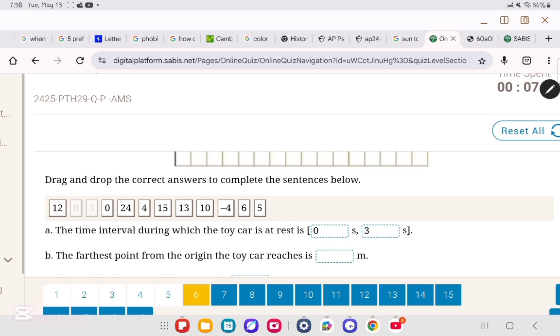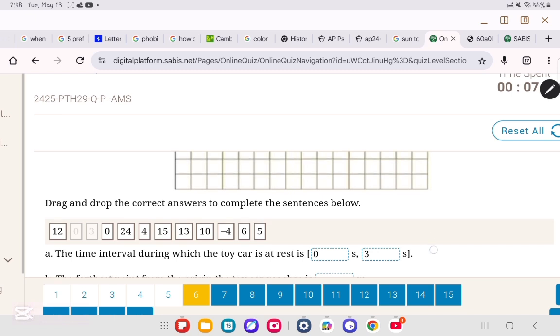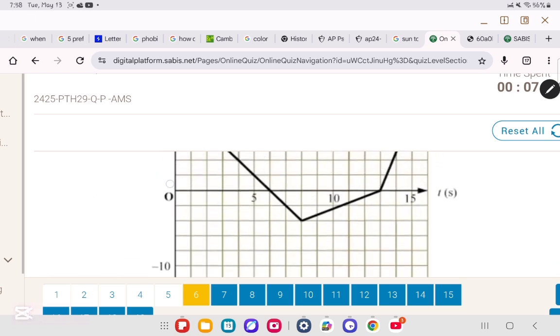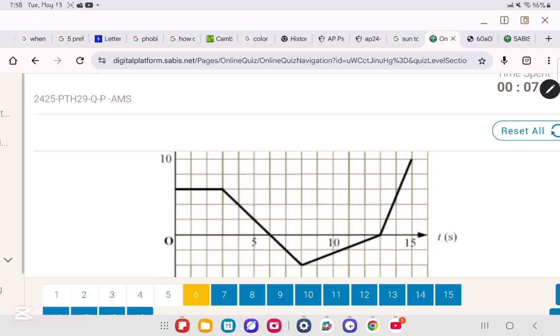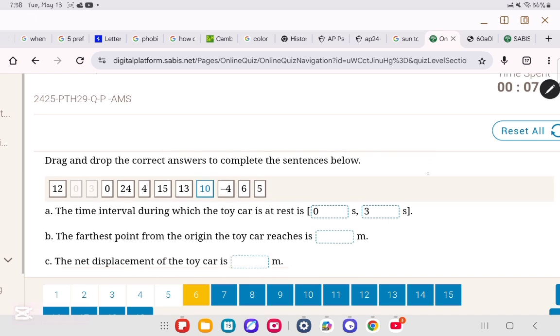Now, the farthest point from the origin the toy car reaches, where is the origin? The origin is over here. Okay, so the farthest point that they reach from the origin, this line over here, just look at which is the farthest distance from the origin, and you will see that it is at this position, which is 10 meters.